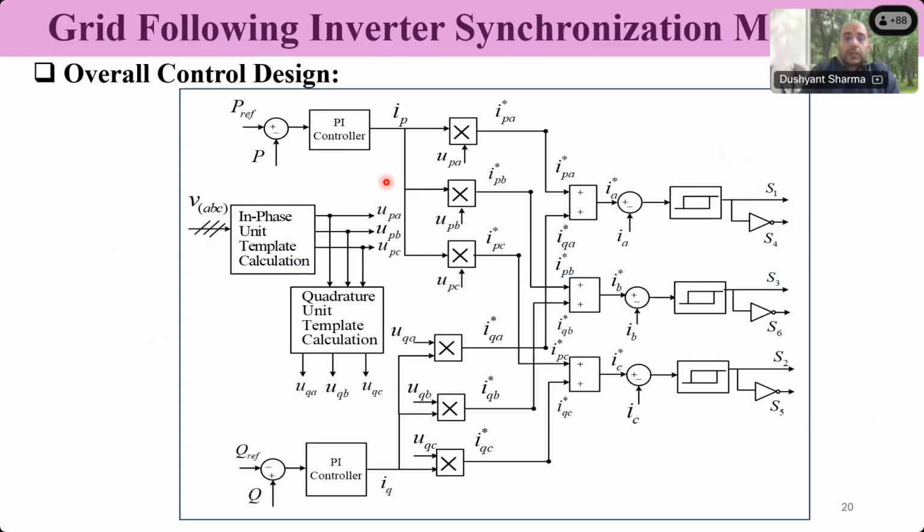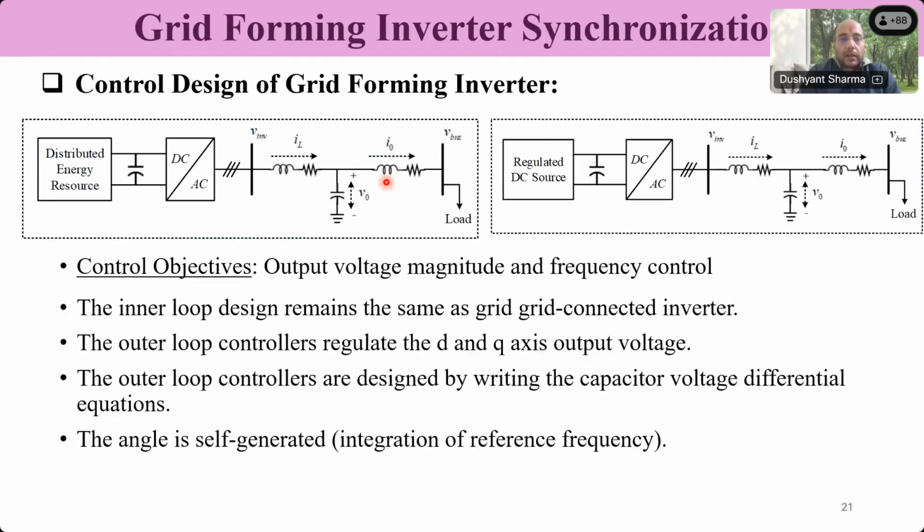So the point is, we can have a PLL or we can have a unit template for the control of a grid following inverter, basically to synchronize the grid following inverter, because the unit template will have the same frequency and same phase as the grid voltage frequency and grid voltage phase. So our grid voltage frequency and phase are obtained either by PLL or by a unit waveform or unit template. This is about grid following inverter control and its synchronization.